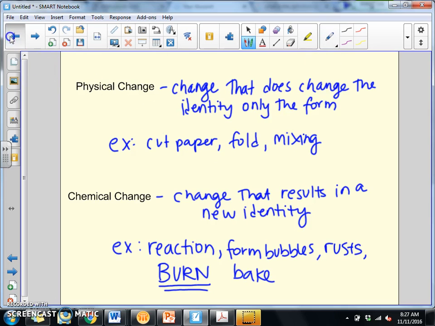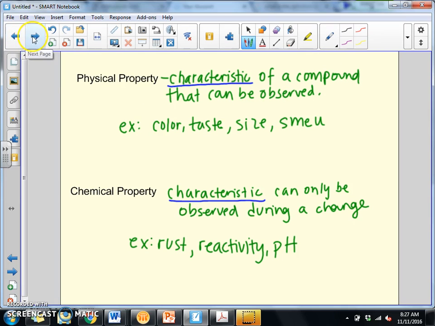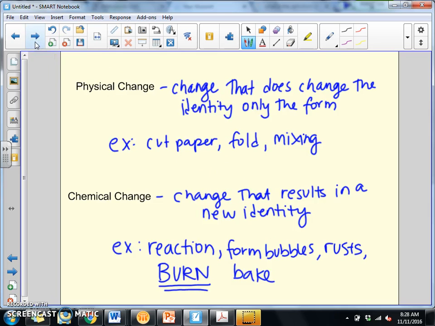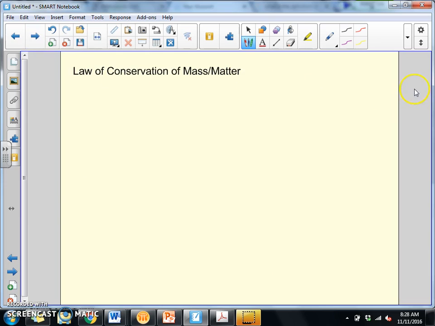So we have physical and chemical properties, which are characteristics that can be observed, and characteristics that can only be observed during a change. And I also have physical changes and chemical changes. So you kind of have to pay close attention to these when they're asking you for examples. Part of everything that encompasses this deals with the law of conservation of mass and matter.